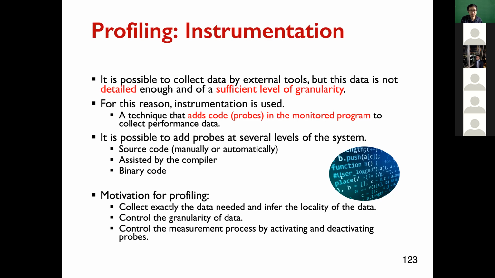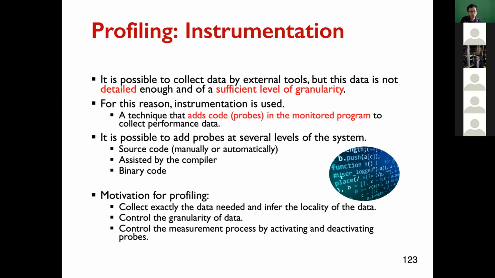We can add the instrumentation or probes at several levels of the system. First, at the source code level, we can manually or automatically add more code to the source code. Or we can instrument the binary code. We can also use a compiler to automatically instrument code when the compiler does code optimization. So anyway, we add more computing instructions into the program, either into the source code or binary code.